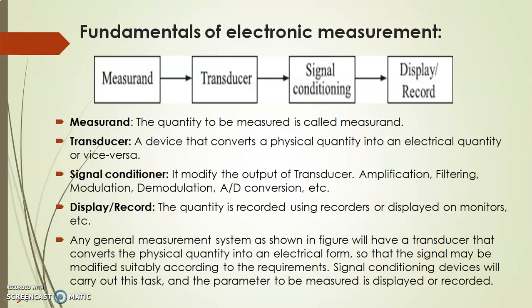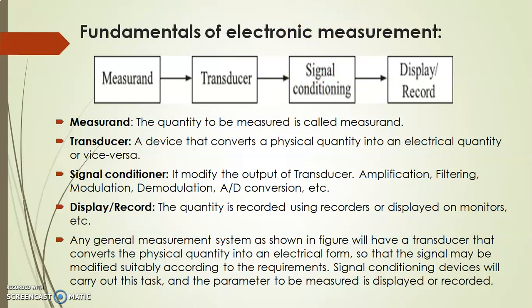Now, fundamentals of electronic measurement. This is the block diagram of a general electronic measurement system. In this, you can see the first block is measurand, then transducer, signal conditioning, and then display or record. We will see the function of each block. First block is measurand. Measurand is nothing but your input. Whatever input you will apply to the electronic system, that is nothing but your measurand. The quantity to be measured is called a measurand.